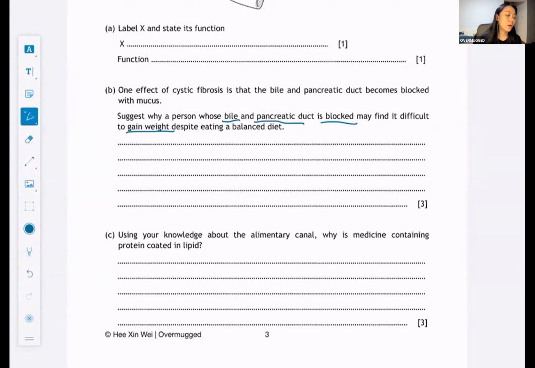So when the duct is blocked, what is in the bile cannot be released, and what is in the pancreas cannot be released. So what is in those? For the gallbladder, there's only one thing, which is bile. And then for the pancreas, there's a few, right? The pancreatic enzymes, there is trypsin, amylase, and lipase. So you could also only choose one to talk about. Don't have to talk about all.